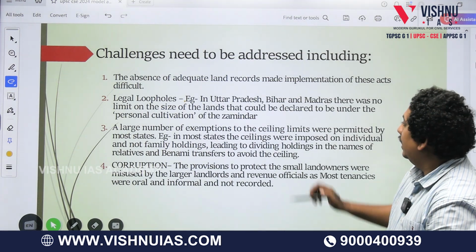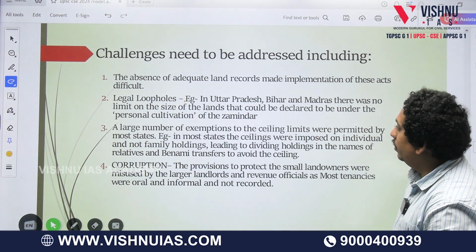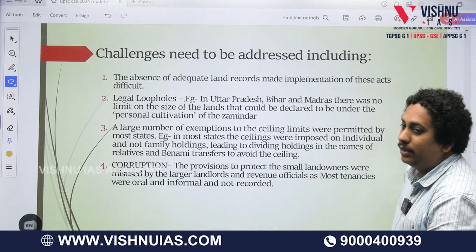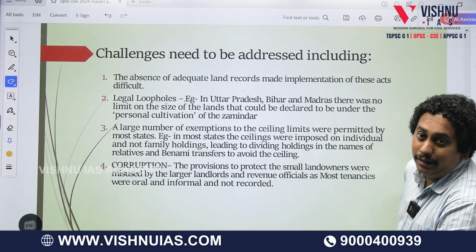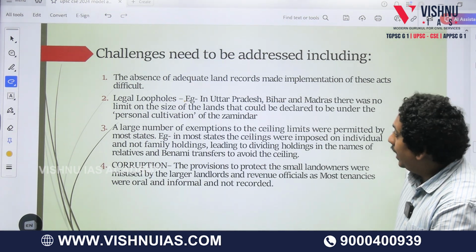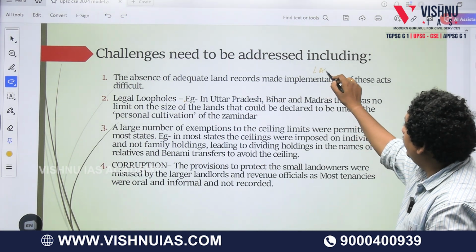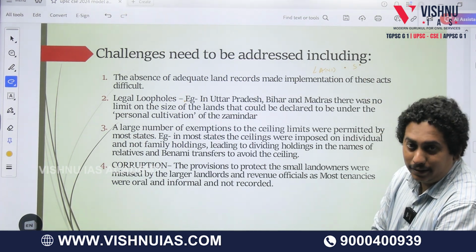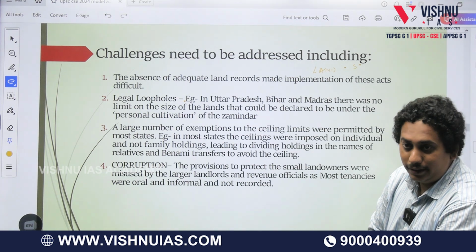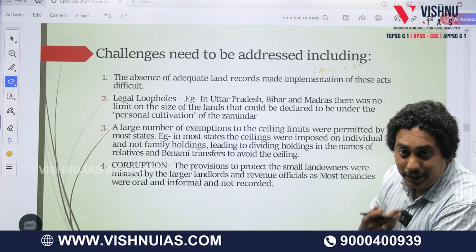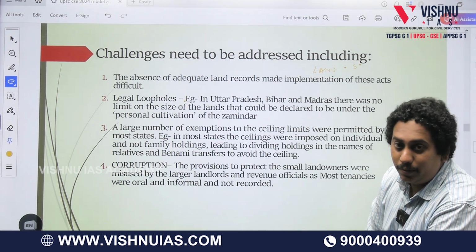Legal loopholes like in Uttar Pradesh, Bihar, Madras, there was no limit on the size of land that could be declared to be under the personal cultivation of the Zamindar. The land ceiling was brought by the Government of India, but it should be implemented by whom? States. Another challenge, you could have mentioned that land is a state subject. In the Seventh Schedule of the Constitution, land is declared as a state subject. It is at the discretion of the state whether to take a decision on land reform or not.